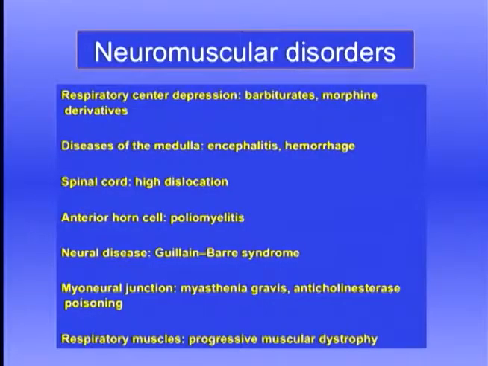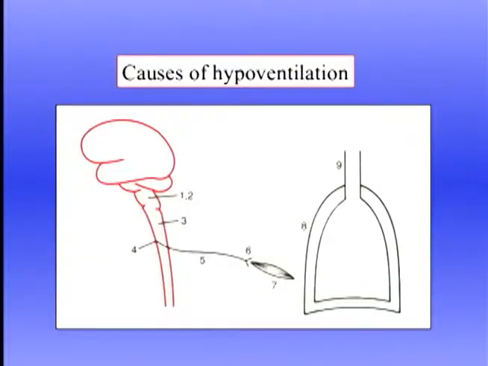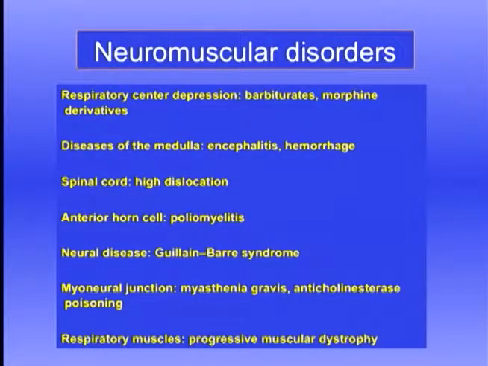Now let's move to neuromuscular disorders, and there are a whole series of these that I've listed here. But before I go through the list, let me tell you that the way I remember them is from a little cartoon like this. I think first of all of the respiratory centers where the impulses going to the respiratory muscles are generated, and then we can go through the line going to the muscles themselves. And so if we use a cartoon like this, we can start with the respiratory center depression, and that can be caused by drugs such as an overdose of barbiturates or morphine derivatives.